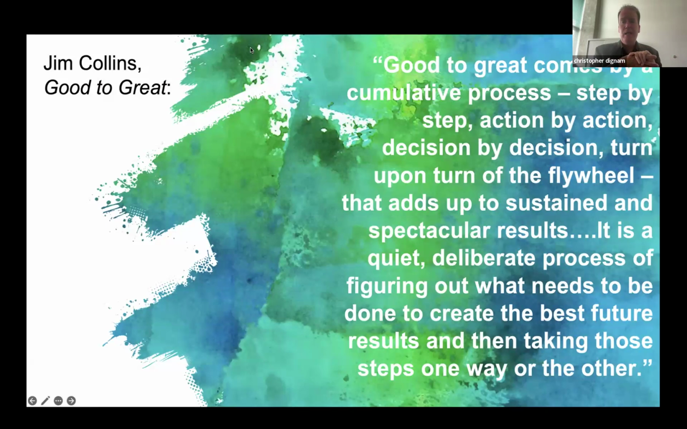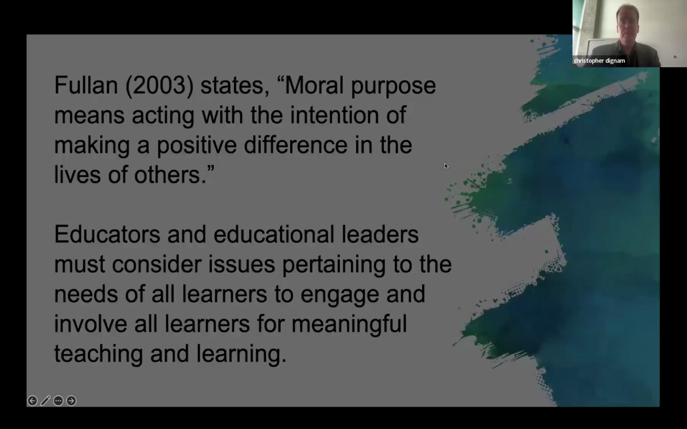When we look at a step-by-step, action by action, decision by decision, turn of the flywheel, what we're saying is that those discrete, quiet, deliberate processes of figuring out what needs to be done and creating best future results, and not just in a gratuitous way where we're making slogans and logos and putting them in front of our homes or in front of our schools that say we're a welcoming community, when it's just something that we do just to say we do it. So it has to be deliberate, and it's not always something that you're using for self-promotion of your school or district. And that's a leadership issue.